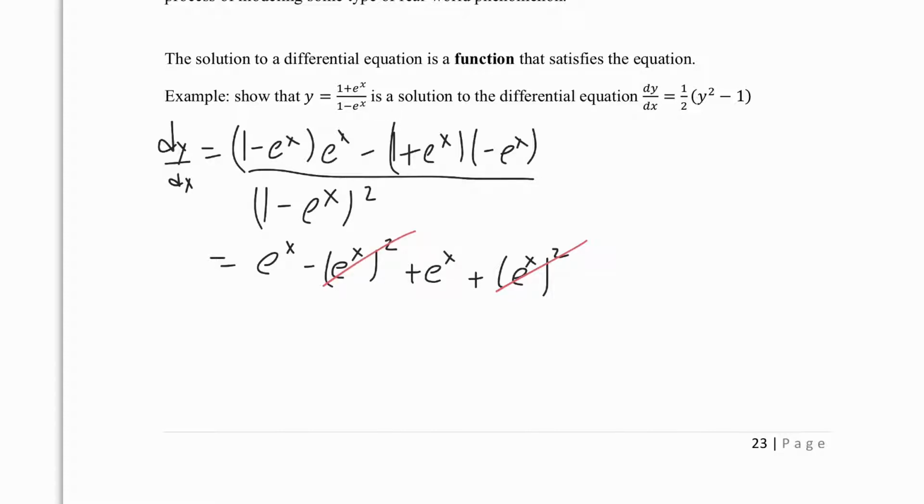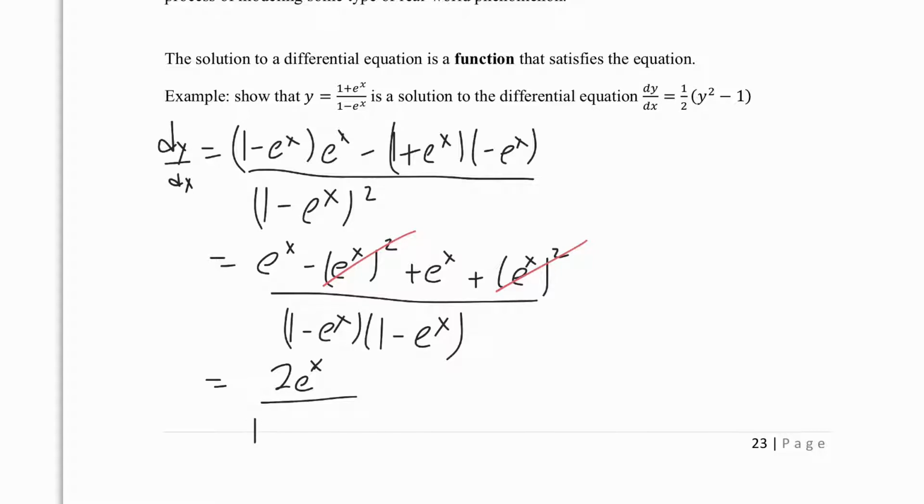And on the bottom we have 1 minus e to the x times 1 minus e to the x, if we expand it. So that'll give 2e to the x over 1 minus 2e to the x plus e to the x squared. And maybe we'll leave it right there. We won't expand it any further or try to simplify. Now let's try the right-hand side.